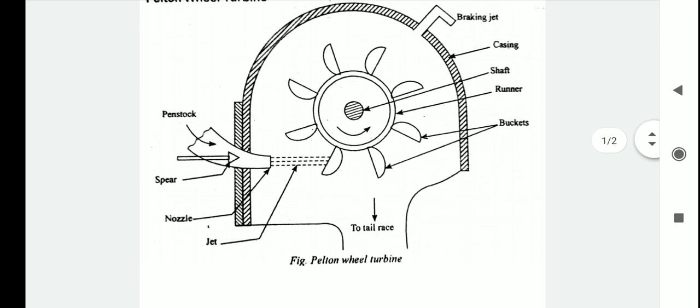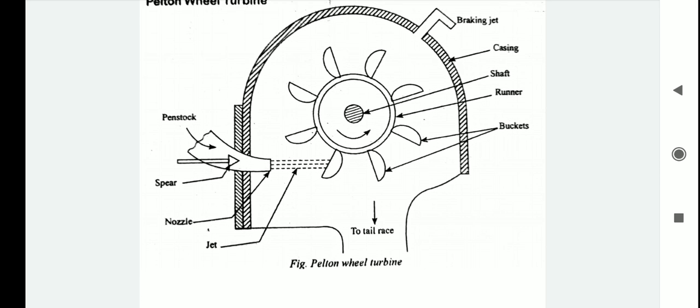The next one is mechanical efficiency. It is the ratio of shaft power output by the turbine to the power developed by the runner. So eta mechanical is equal to shaft power output divided by power developed by the runner, which is given by SP divided by rho Q (u1 vu1 plus or minus u2 vu2) divided by gc.